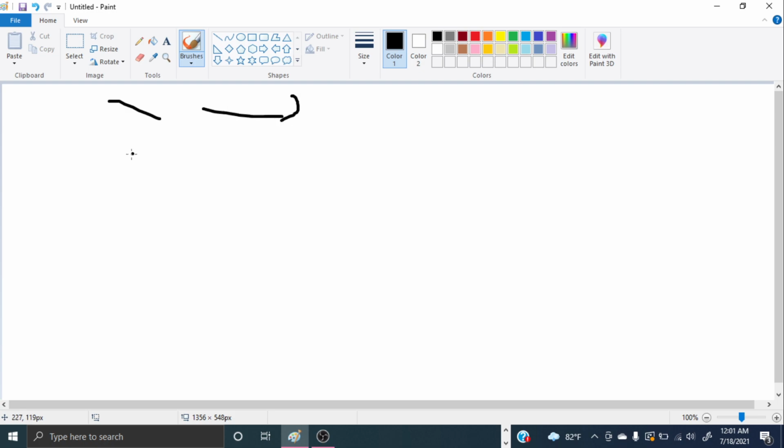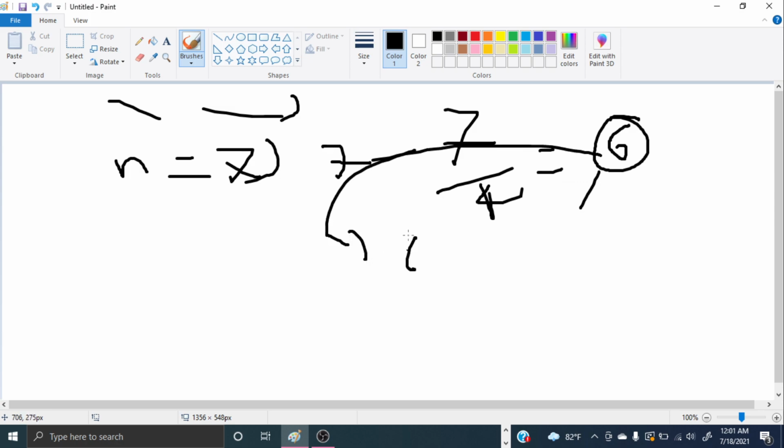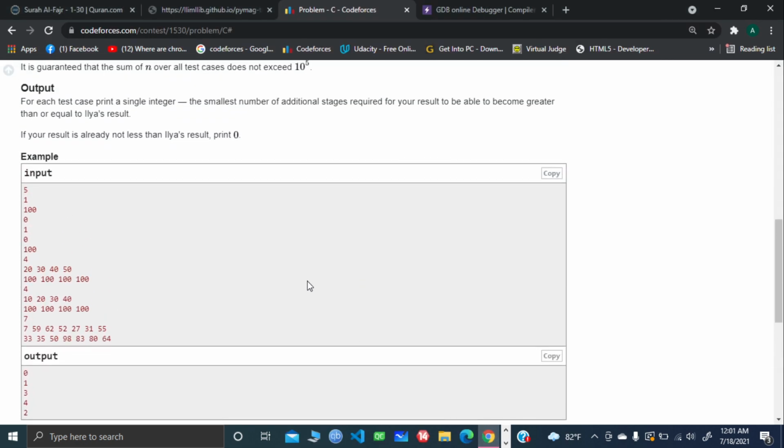Yeah, so basically for n equal to 7, 7 minus 7 by 4 definitely gives 6. So you will take the first 6 values, adding those, and you'll get your result eventually.